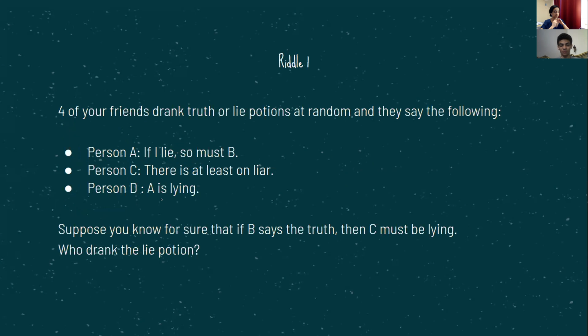Here person B did not say anything at all, but you know for sure that if B said the truth, then C must be lying. So that's what you know for sure. So try solving this riddle and try figuring out who drank the lie potion, who drank the truth potion, etc.